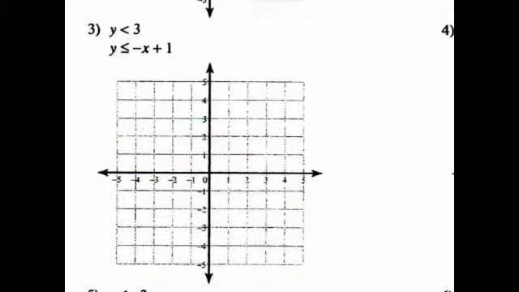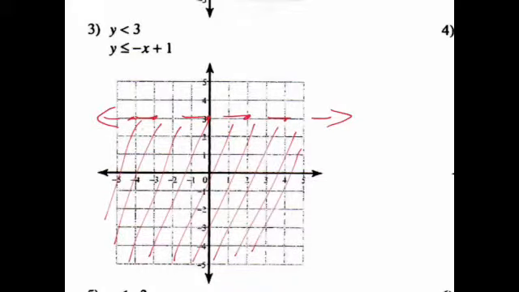My first one says y less than 3. Again, all the y values on this horizontal here, all the y values are 3 there. It can't be equal to, so I'm going to do a dashed line right here going horizontal. And that says less than. The shading for less than is this way. I'm going to kind of do it diagonally just so you guys can see it a little bit better.